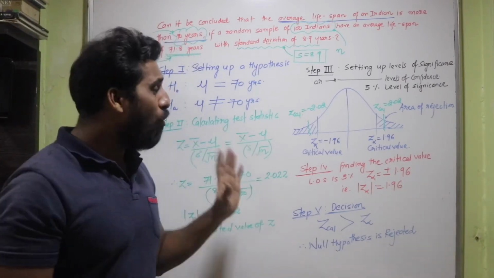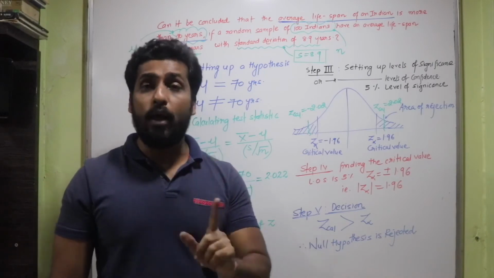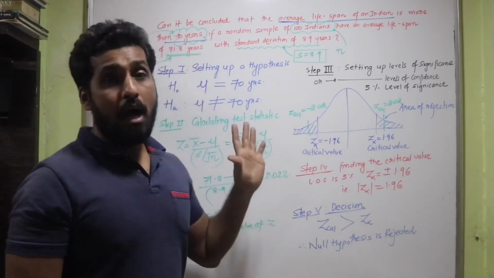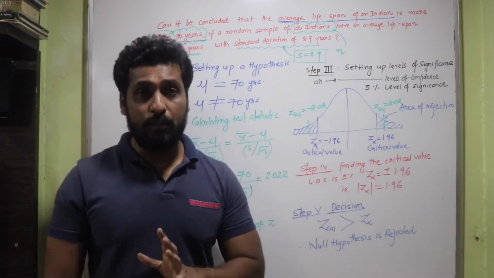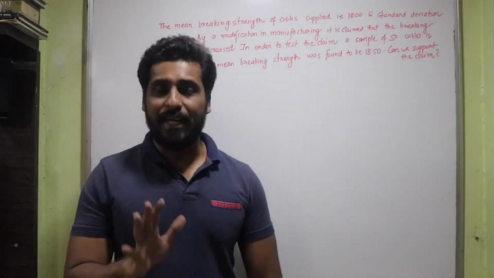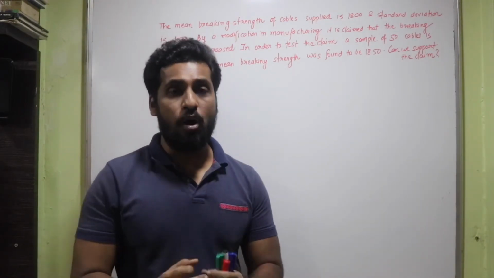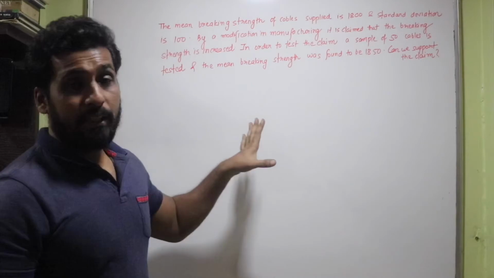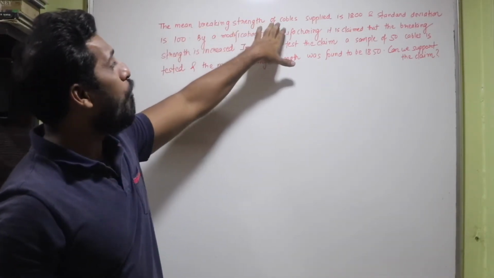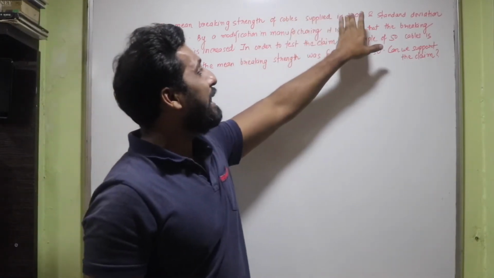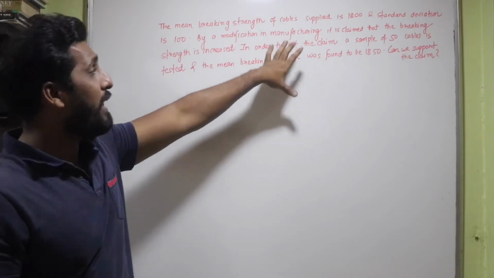Now students, obviously one question is not enough to understand. We will take at least one more question on testing a hypothesis, and then we will move on to the next type of concept. Okay students, now let's take one more example so that our concept becomes very strong. Now in the next question that I've written over here, it is given to us that the mean breaking strength of cables supplied is 1800. So the mean breaking strength of the cables that are supplied is 1800.